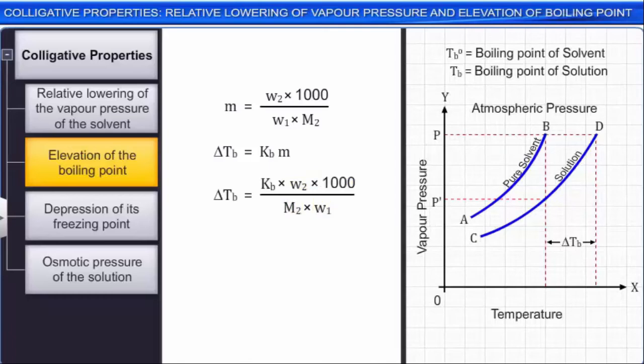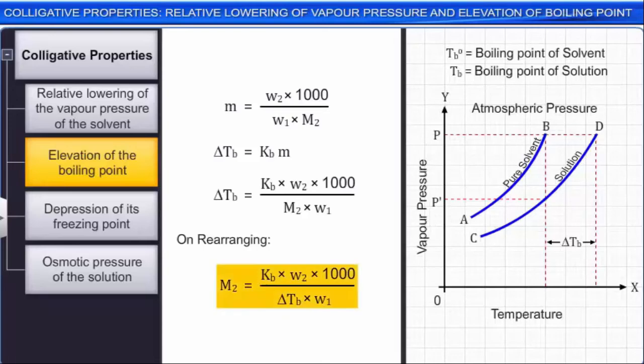Rearranging this equation, we get M2 is equal to Kb multiplied by W2 multiplied by 1000 divided by ΔTb multiplied by W1. Thus, we see that the molar mass of the solute M2 can be determined experimentally if a known mass of solute W2 is taken in a known mass of solvent W1, and the elevation in boiling point ΔTb is determined experimentally for a known solvent whose Kb value is known. This formula is used to calculate the molecular masses of non-ionic solutes.